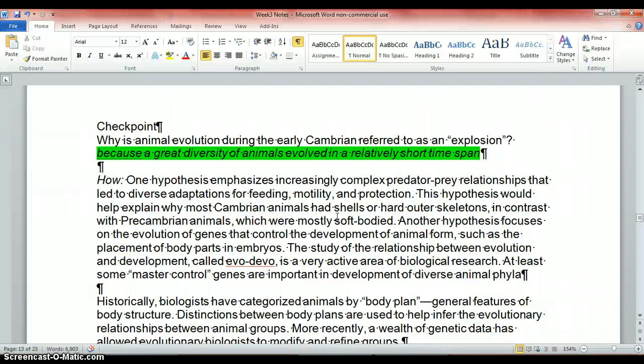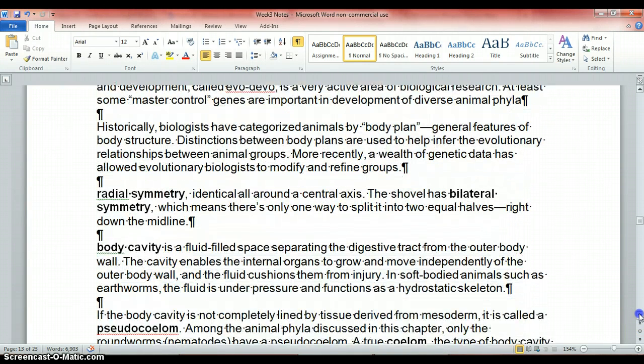Another hypothesis focuses on the evolution of genes that control the development of the animal form, such as the placement of body parts in the embryo. The study of the relationship between evolution and development, called evolutionary development, or Evo-Devo, is a very active area of biological research. At least some master-controlled genes are important for the development of diverse animal phyla, right? So maybe there's a combination of these two. Is it possible the arms race was helped by the development of specific genes? Who knows? They're doing research.